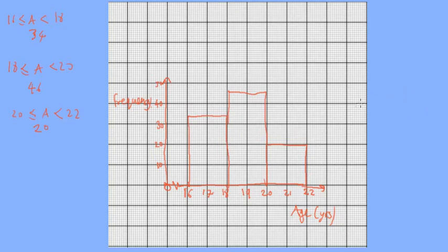Now, the columns here and the frequency of each of the three classes, we can look at the area. I'll write it up here, just so I can have it beside the histogram so you can see it. So let's think about the area of each column. So we'll think about the area and the frequency.